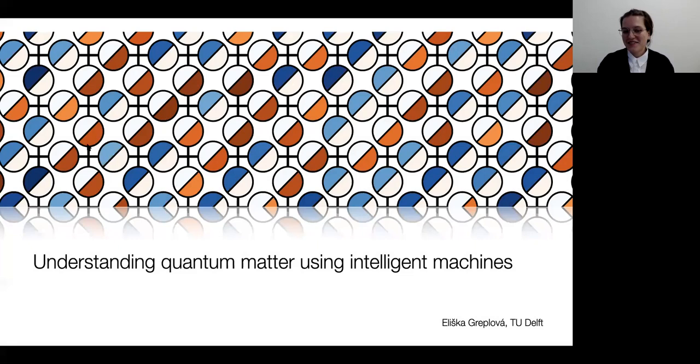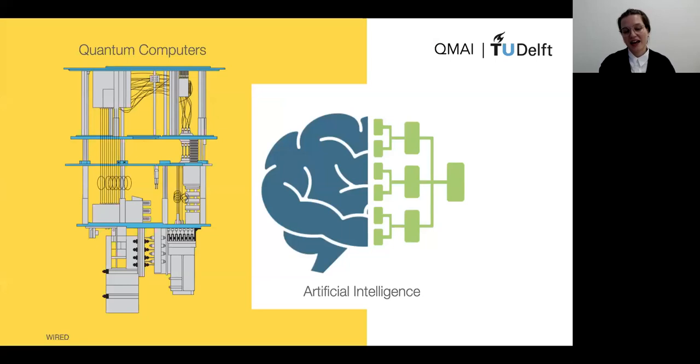And I would like to tell you a little bit about this interdisciplinary hybrid stuff, namely, how can we understand quantum matter using intelligent machines? So the two topics I would like to cover today are at the intersection of two fields that were collecting quite a lot of hype and also a lot of success lately. One is quantum computing and the other one is artificial intelligence. And since a few years ago, there has been a new emerging field at the overlap of those.